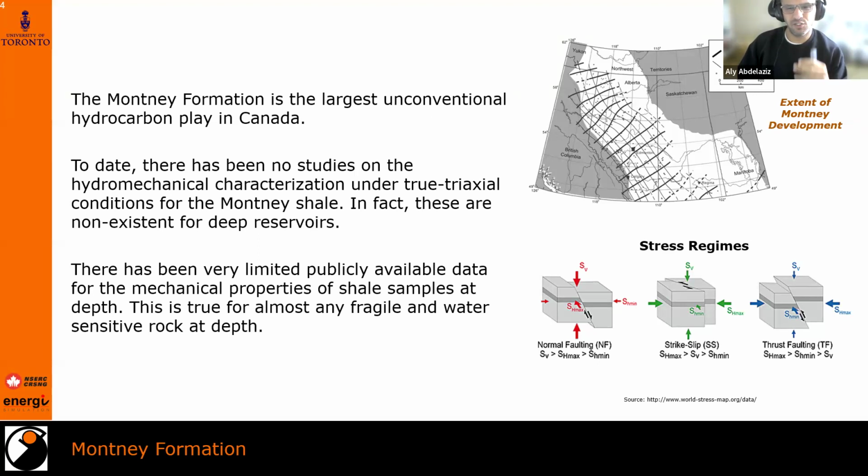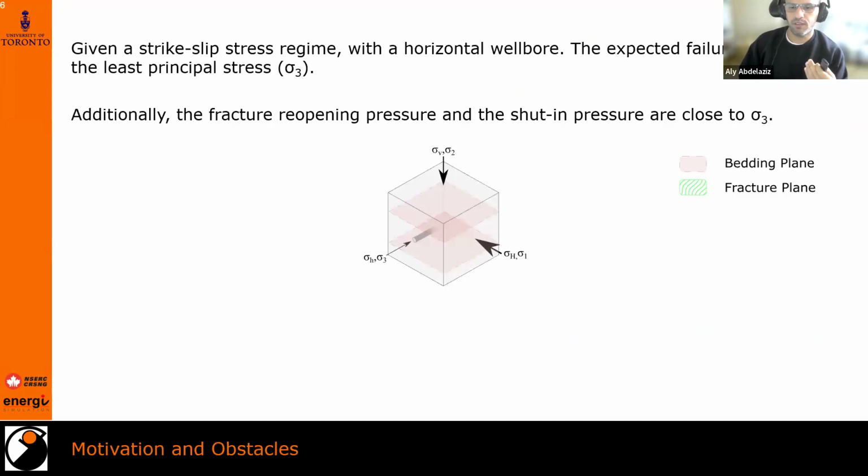And this is also true for almost any fragile and water-sensitive rock at depth, which we will show as we move on. Just to talk a little bit more about the Montney, and because we spoke about the stress state. The stress state in the Montney is a strike slip, so sigma V, or the horizontal stress, is the intermediate principal stress. Let's take this context and put it in the context of the experiment that we will show as we go on.